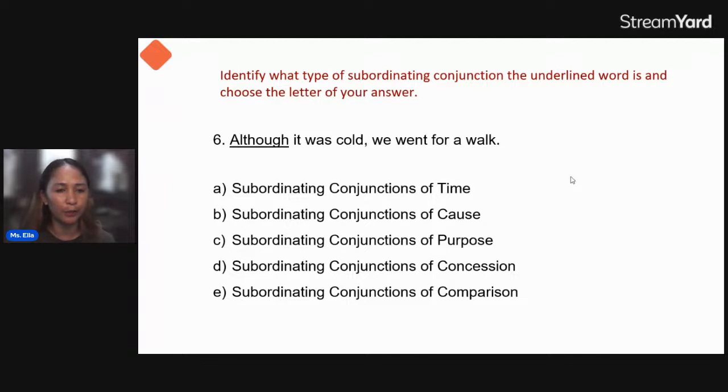Okay, so for number six, the correct answer is letter D. It's subordinating conjunctions of concession. Why is it concession? Because it's opposing, right? It was cold, but still you went for a walk, and then we use this word although. Although it was cold, here it's already a sign, a clue that it's a concession. That means the next statement will be contrasting or opposing to the first statement.